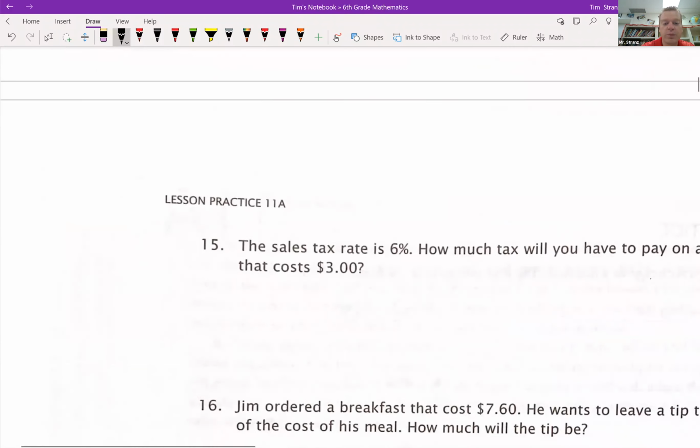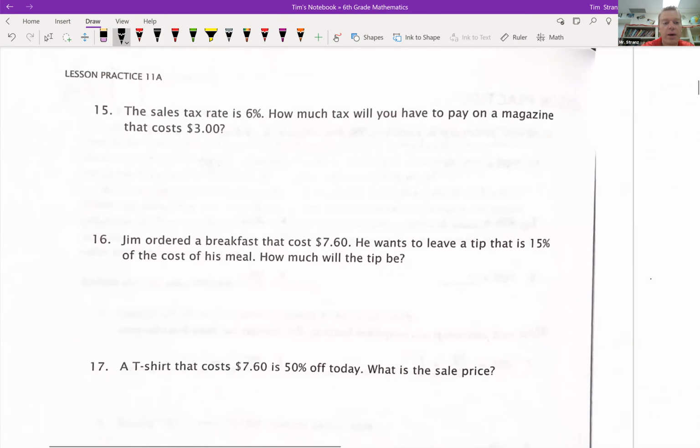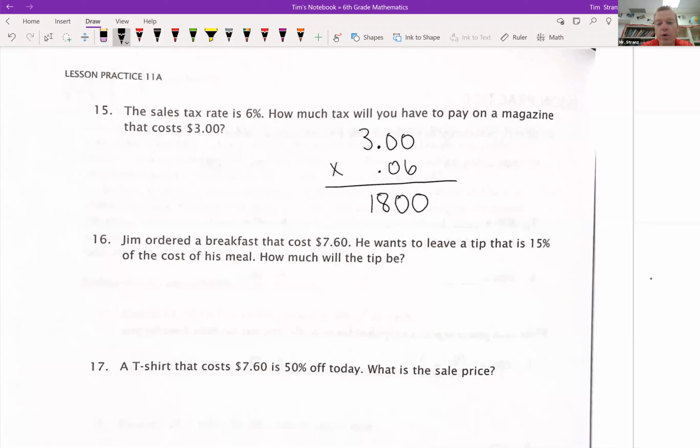Number 15, word problems. The sales tax rate is 6%. How much tax will you have to pay on a magazine that costs $3? If we have $3, we have to pay 6%. So we're going to multiply that $3 times our 6%. 6% as a decimal would be 0.06. So 6 times 3 would be 18. I'm just going to add on my 2 zeros. I have 4 decimal places: 1, 2, 3, 4.